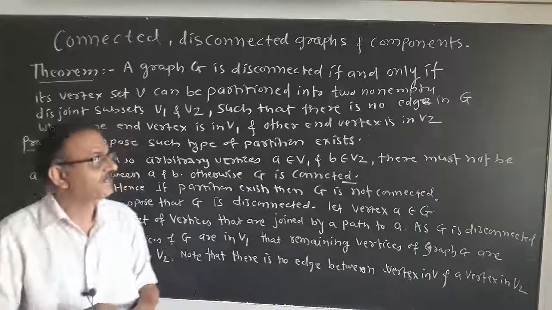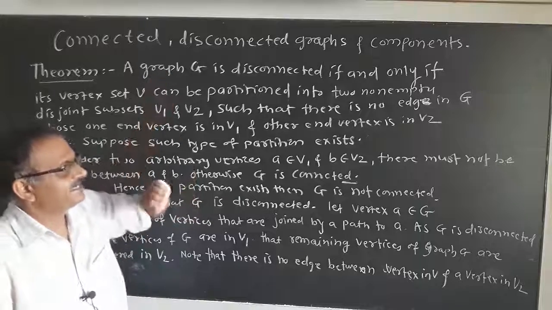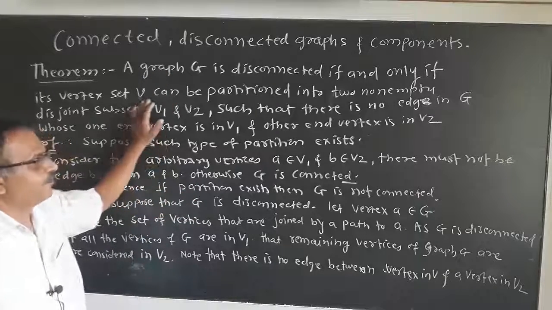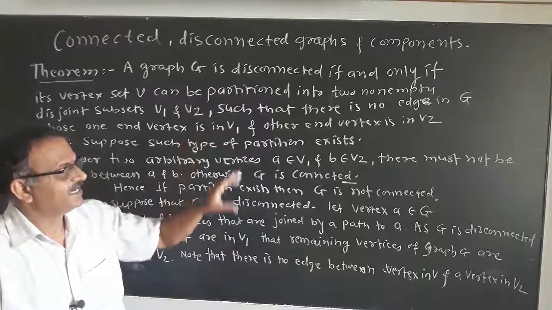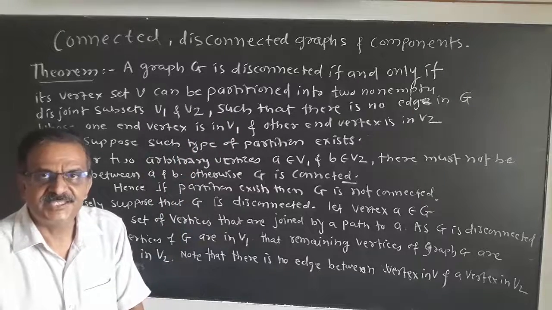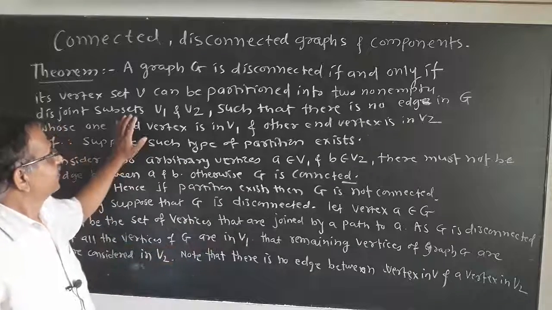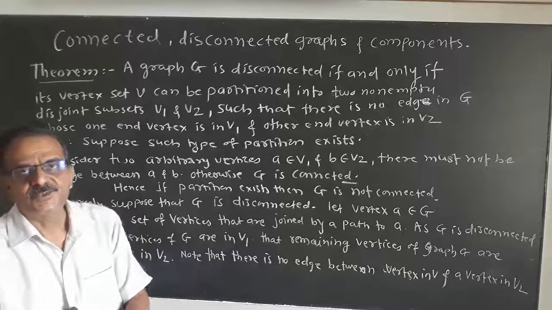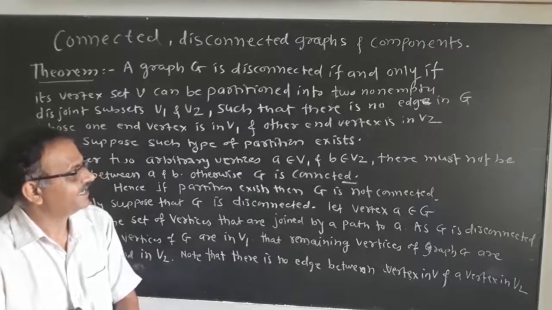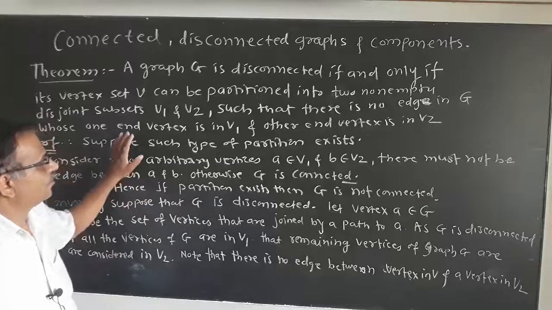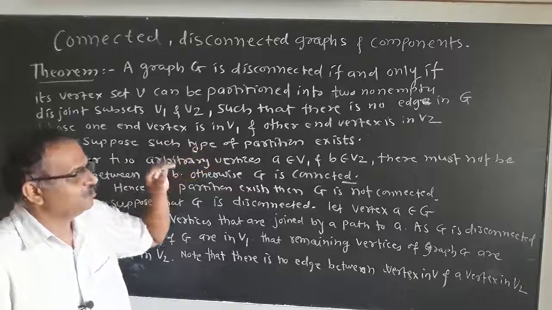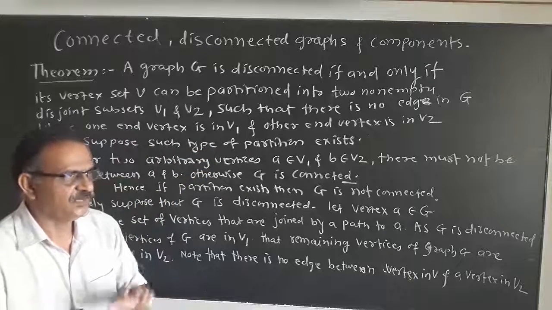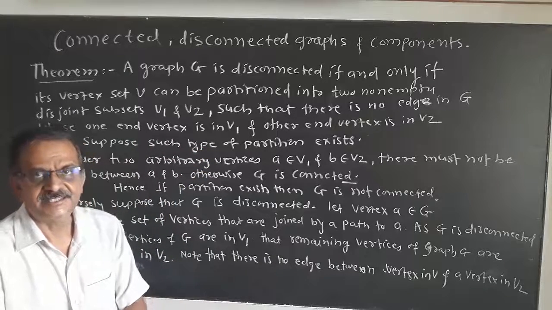Thus, we have proved that if graph G is disconnected, then this type of partition exists, such that the vertex set V of a graph G can be divided into two components, V1 and V2, such that there is no edge whose one end vertex is in V1 and other end vertex is in V2.